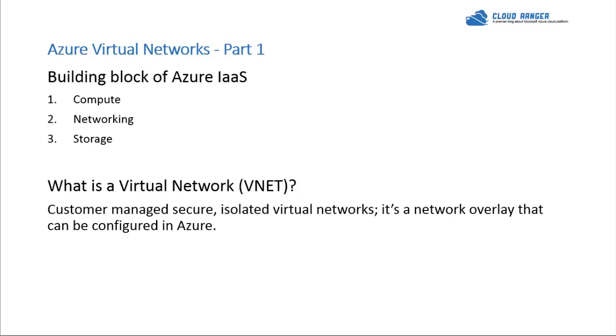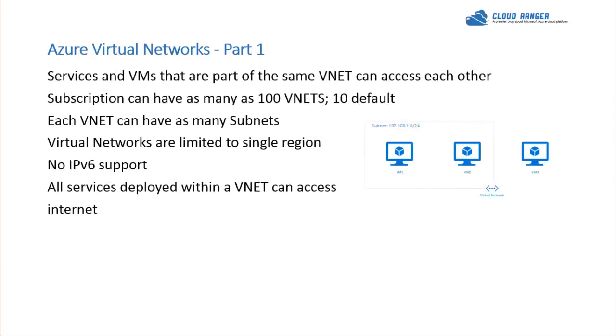So let's talk a little bit in detail about the Azure virtual network. When you create a virtual network on Azure, certain things happen. The services and the virtual machines that are part of the same VNet, or virtual network, I'll keep interchanging VNet and virtual network, but they essentially mean the same thing, can access each other. So what I have over here, let me get my pointer. This is a virtual network. This is how Visio would show Azure virtual networks.